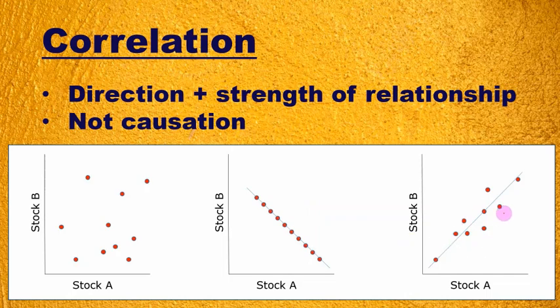In this example here, the correlation is not bad. You can see that the dots aren't too scattered away from this best fit line here. Also, we can say that the correlation is positive because this is sloping upwards. And so what that means is that stock A and stock B generally tend to move in the same direction.